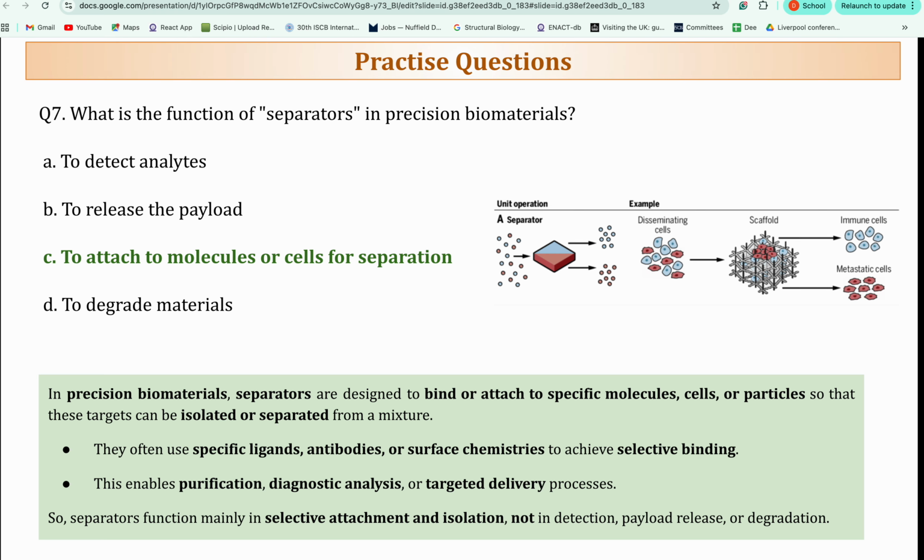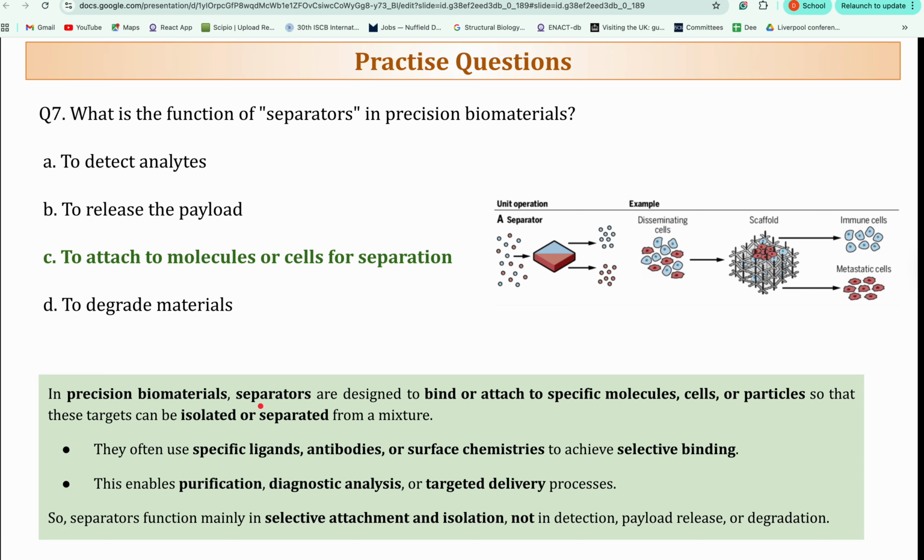Okay, so let's see. The right answer is option C, that is, to attach to molecules or cells for separation. This figure shows how the separator is separating a mixture into two individual cell types. For example, here are disseminating cells, and this is a scaffold. It is separating the immune cells from the metastatic cells. That is the work of the separator in precision biomaterials.